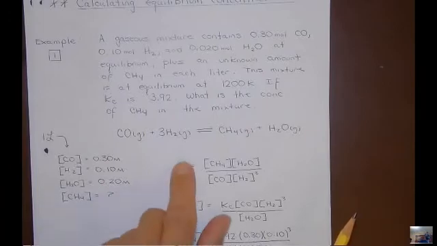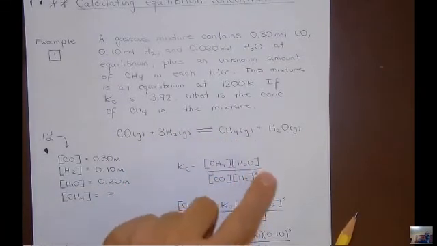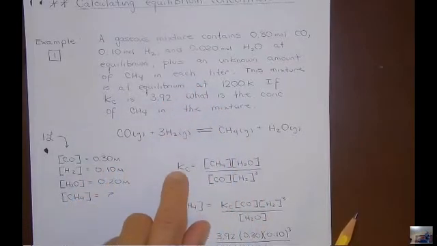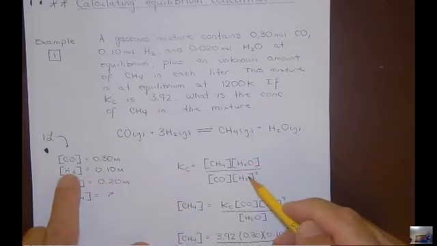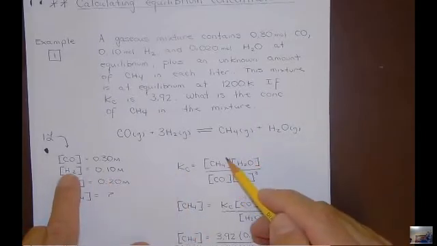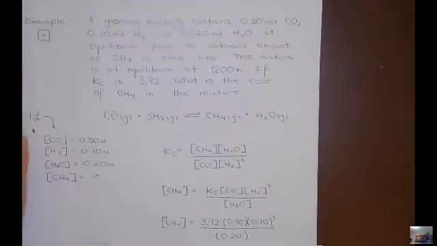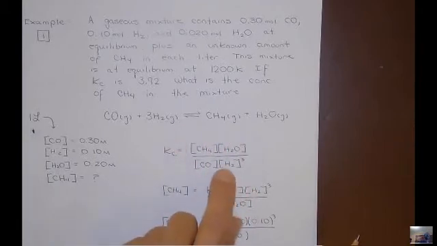Well, look, I know the equilibrium constant expression follows this pattern. I know the equilibrium constant is 3.92. I know that value. I have this number, I have this number, and I have this number. So the only thing I don't have is the methane concentration. So how do I get the methane concentration? Just do algebra here, solve for methane.